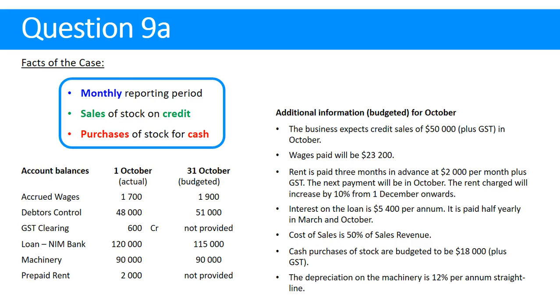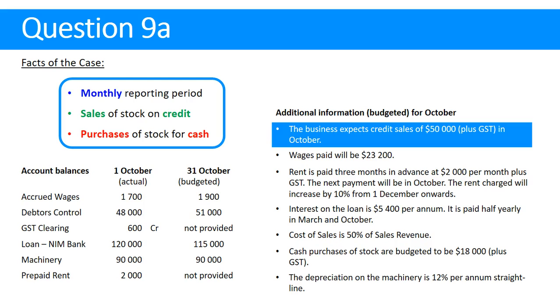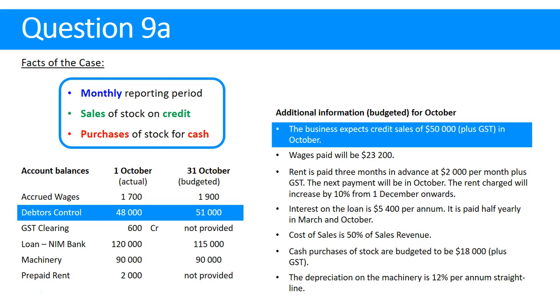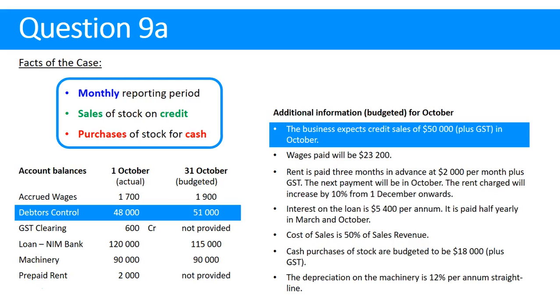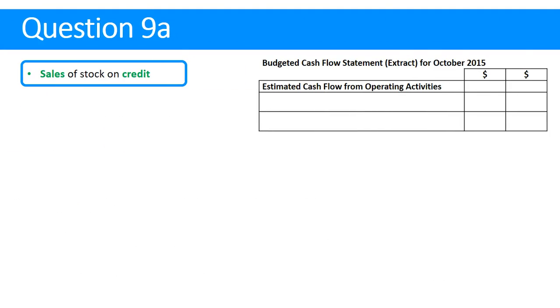Whenever we get a question like this, we want to do it strategically and go through each dot point one at a time. The first thing we've been told is the business expects credit sales of $50,000 plus GST in October. If all sales are on credit, that means the debtors control figure will change. However, we want to remember there will be no cash sales. If sales are only made on credit, the only thing we want to look for is receipts from debtors.